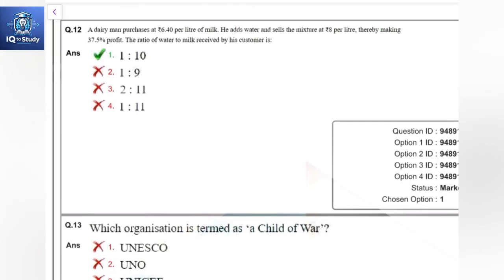A dairyman purchases milk at 6.40 rupees per litre. He adds water and sells the mixture at 8 rupees per litre, thereby making 37.5% profit. The ratio of water to milk received by his customer is.